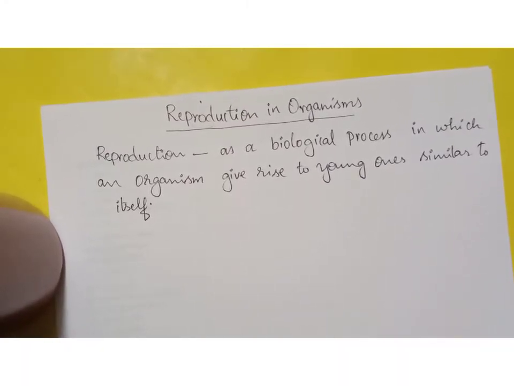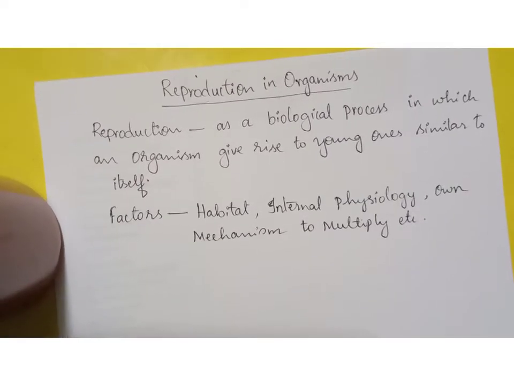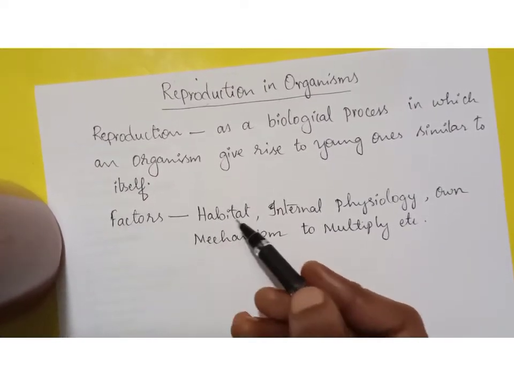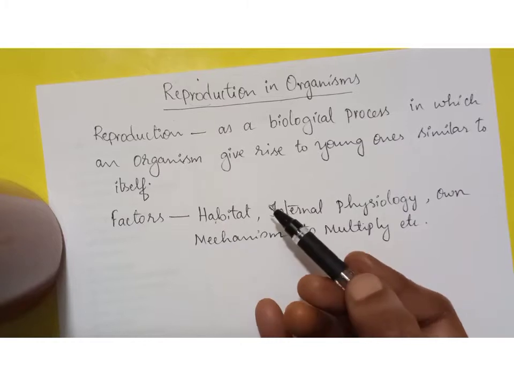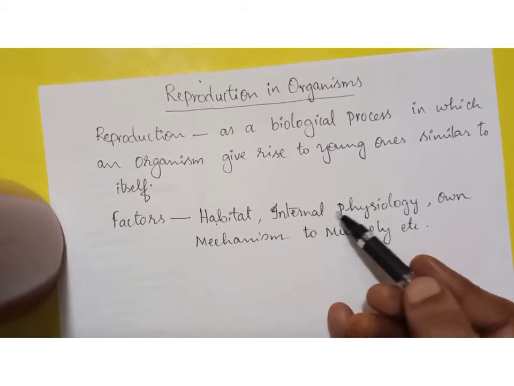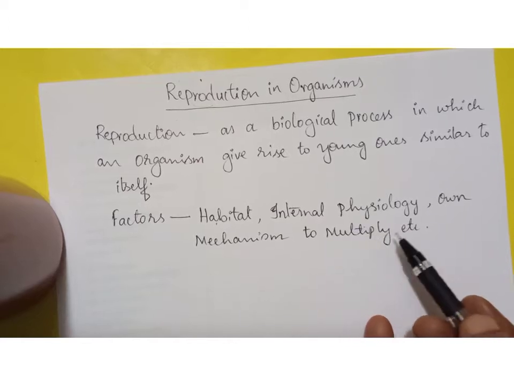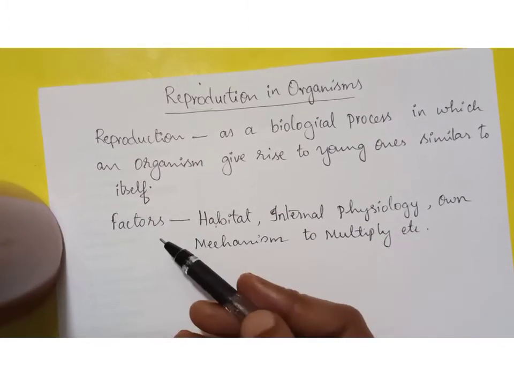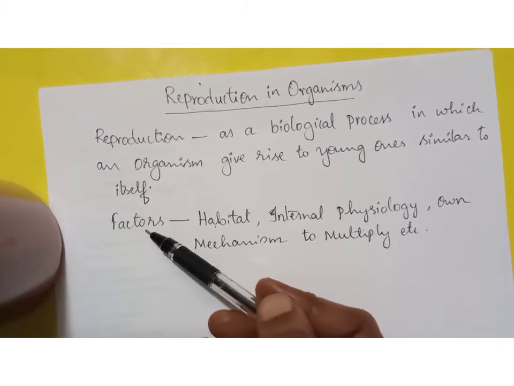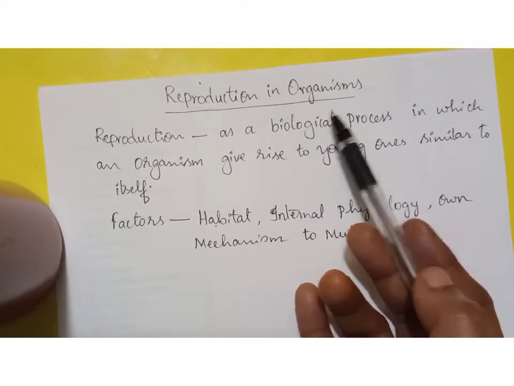So what are the factors? The factors like the organism's habitat, its internal physiology, its own mechanism to multiply, etc. are the several factors which are responsible for reproduction in organisms.